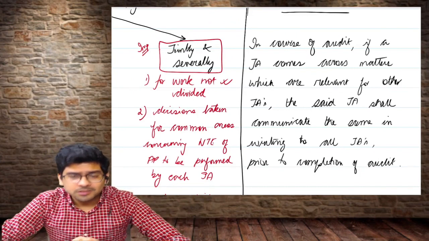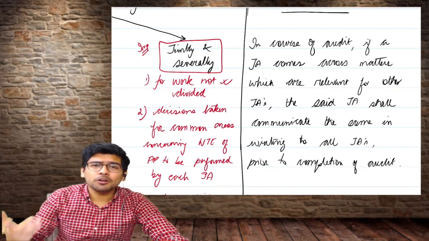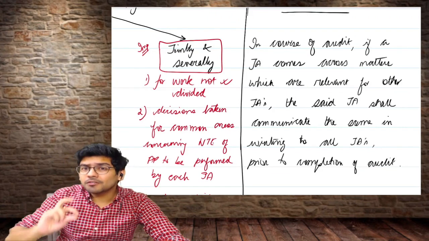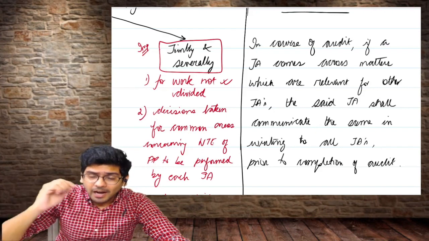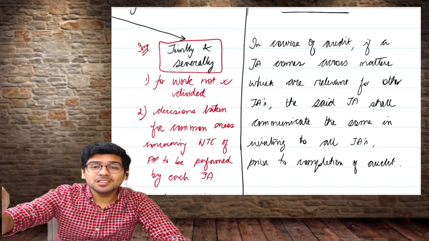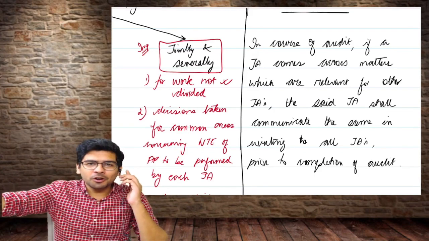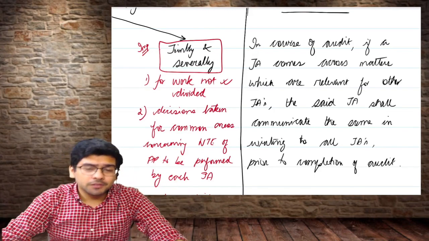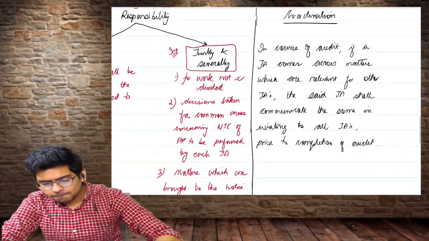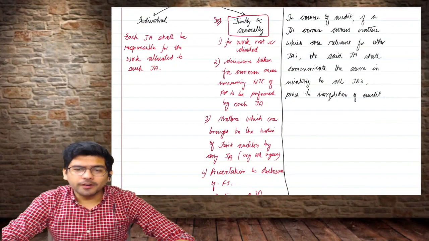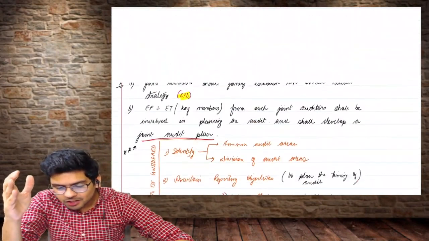I hope you are clear on this. Again, let me give you an example. While doing the audit of North Division, I come across some information which is relevant for the South Division. It is my duty now to communicate the same to the South Division auditor. Obviously, when should I be communicating? Not after the audit report, before the completion of the audit. Is this clear to everyone? Yes? Alright. Now let's come to the last requirement.